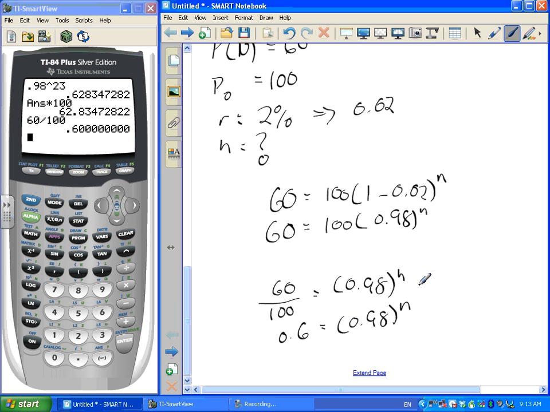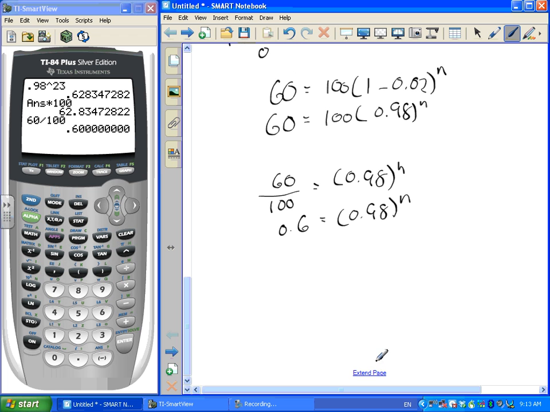Now, this is where we get into trouble. I haven't shown you, nor are we going to be working with, the exact equation to work with this. So what we're going to do is kind of trial and error to figure this out. I need to figure out what exponent 0.98 needs to be raised to in order to equal 0.6.